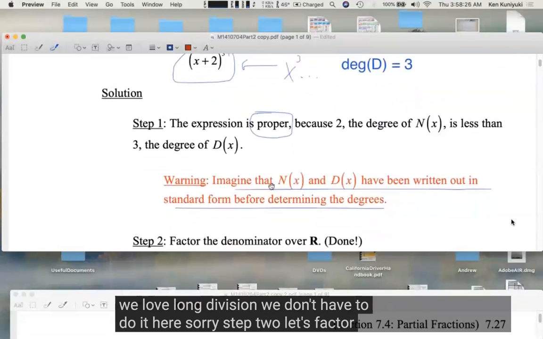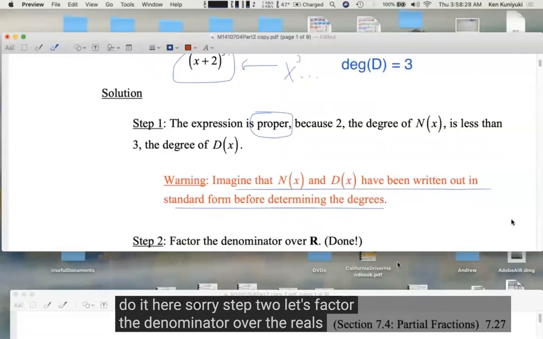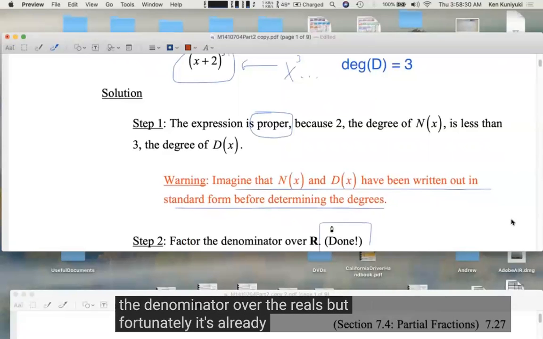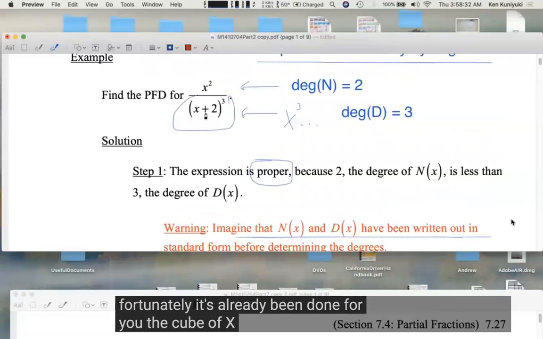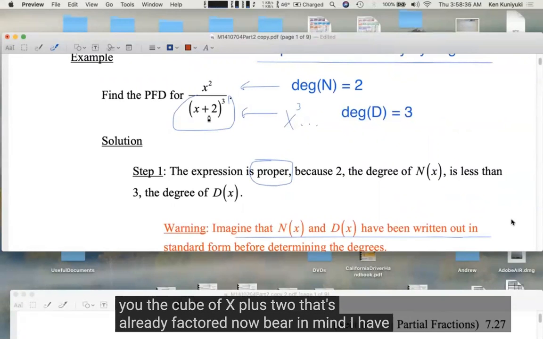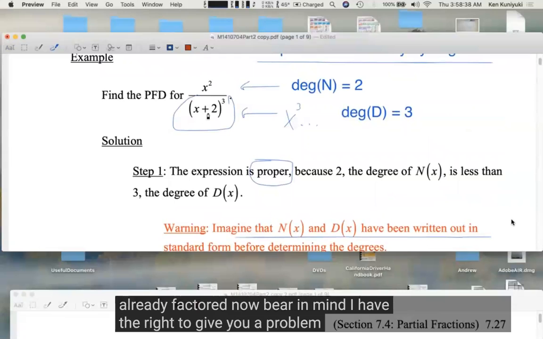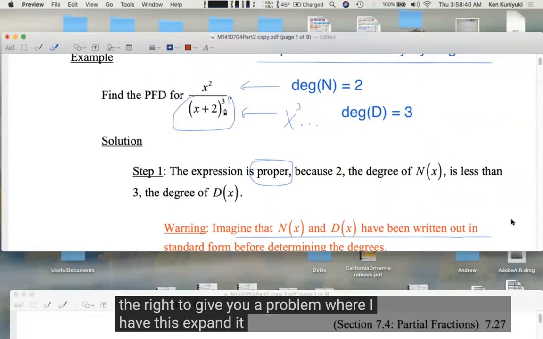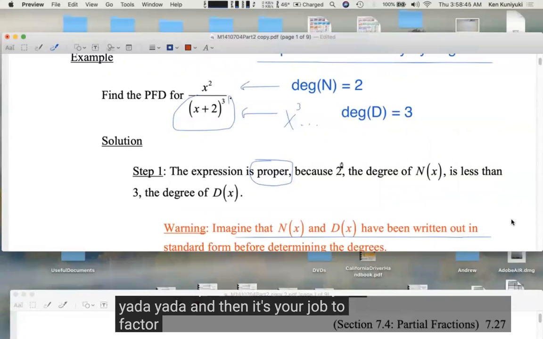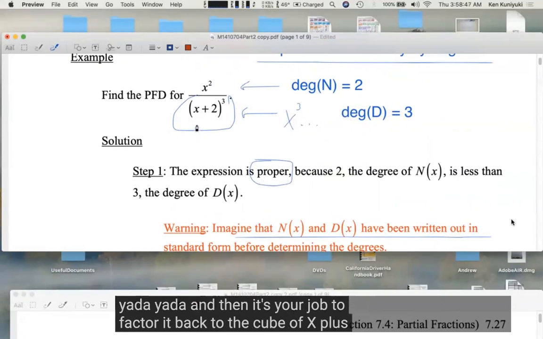Step 2, let's factor the denominator over the reals, but fortunately, it's already been done for you. The cube of x plus 2, that's already factored. Now, bear in mind, I have the right to give you a problem where I have this expanded out, x cubed, and so on, and then it's your job to factor it back to the cube of x plus 2.